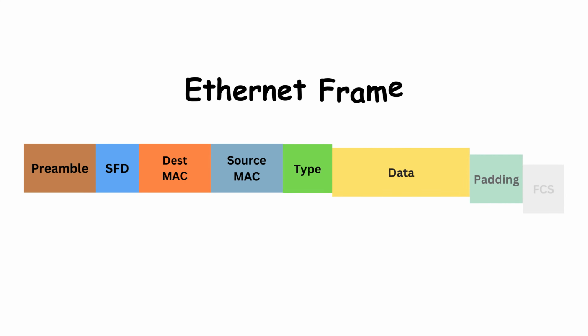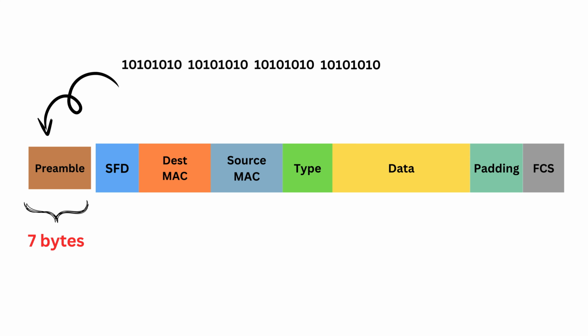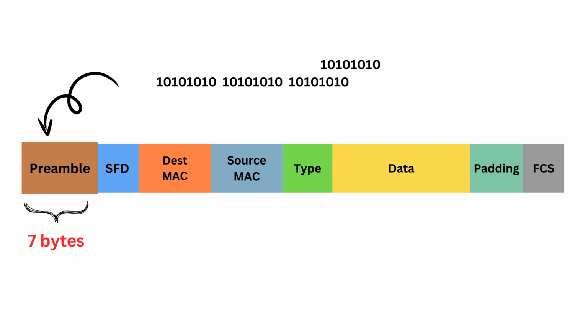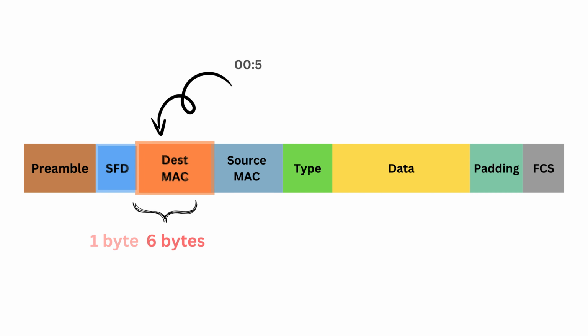Now let's take a quick look inside the Ethernet frame. It's like the delivery package for our packet. First, there's the preamble, which helps the sender and receiver get in sync. Next, the start of frame delimiter, or SFD, signals the beginning of our frame. We also need the destination MAC address and source MAC address to show who's sending and who's receiving the data.